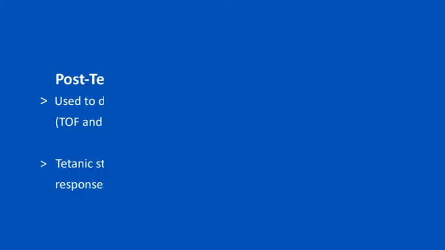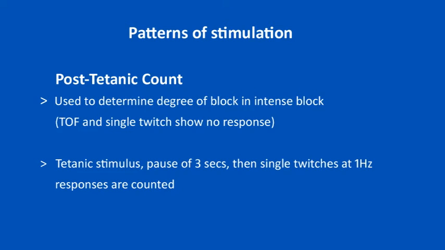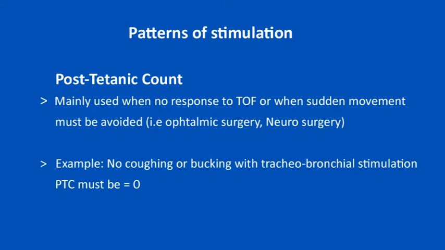Coming to post-tetanic count, it is used to determine the degree of block in intense block, where there is no response to TOF or single twitch. Here, we give a tetanic stimulus and a pause for 3 seconds. Then we give 15 single twitches at 1 Hz and responses are counted. It is mainly used when there is no response to TOF or when sudden movement must be avoided, such as in ophthalmic surgery or neurosurgery. For example, no coughing or bucking with tracheobronchial stimulus. If you want, we should have a PTC of 0.